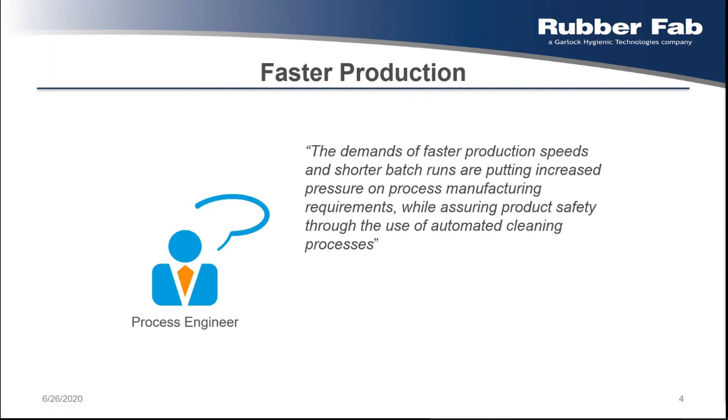So let's start with faster production. We have observed that the production speed in the pharmaceutical industry has increased significantly in the last couple of years. When talking to process engineers in the pharmaceutical manufacturing plants, they would state something like you see on the slide: the demands of faster production speeds and shorter batch runs are putting increased pressure on process manufacturing requirements, while assuring product safety through the use of automated cleaning processes.